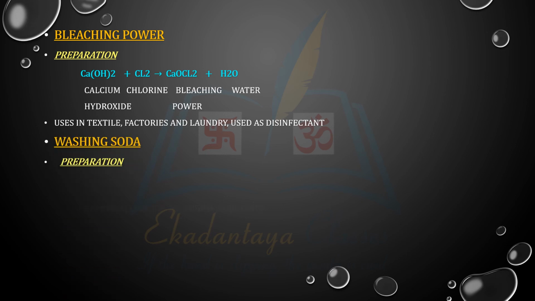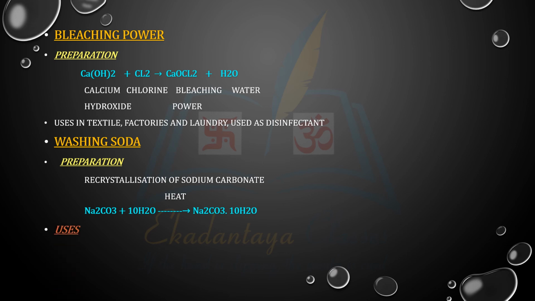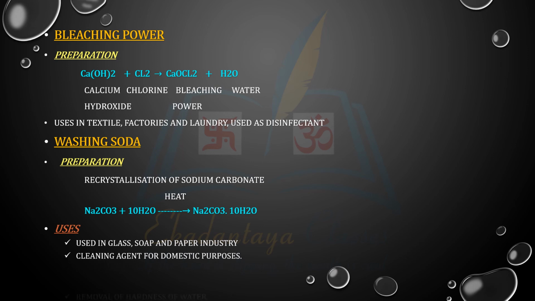Washing soda. Preparation: recrystallization of sodium carbonate. Na2CO3 plus 10H2O is heated and forms Na2CO3.10H2O. This is sodium carbonate. Its uses: in glass, soap and paper industry, as a cleaning agent for domestic purposes, removal of hardness of water, manufacture of borax.